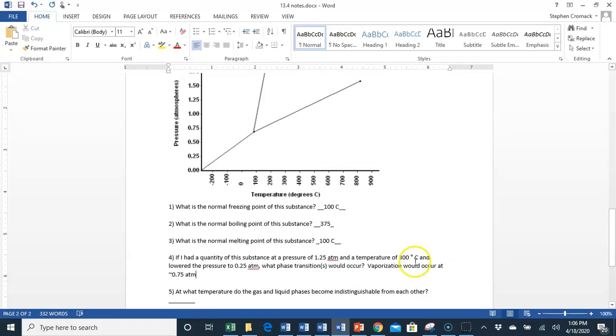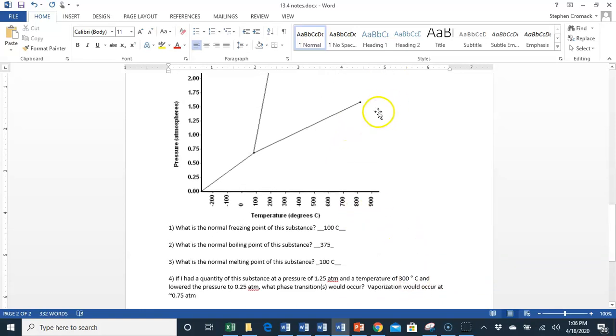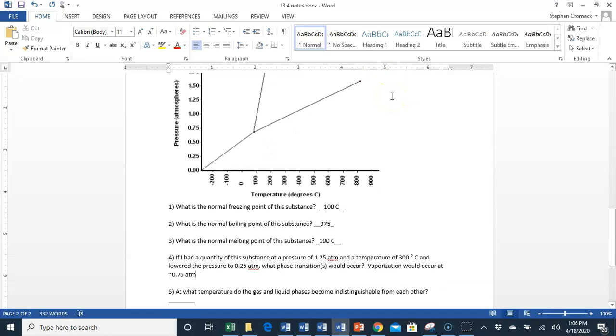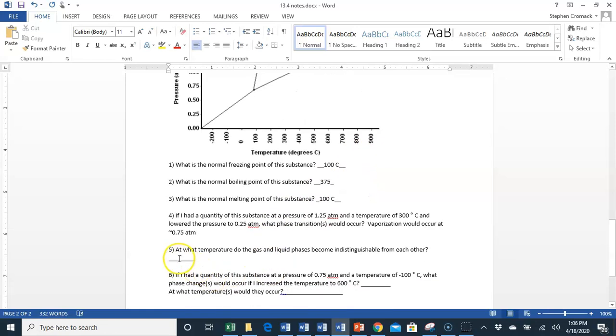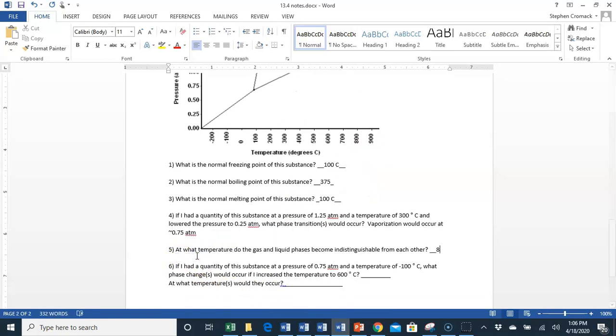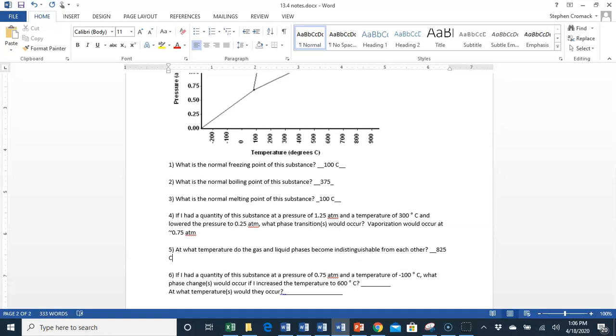So basically another thing with phase diagrams is this area over here. Here's your liquid area, here's your gas area. When temperatures get above this point, basically the liquid and the gas are indistinguishable from each other. They're just kind of blending in when the temperature gets high enough. So at what temperature does this happen? I can just draw a line straight down. From this point down, we're at basically 825. I'll say that's 825 degrees Celsius.